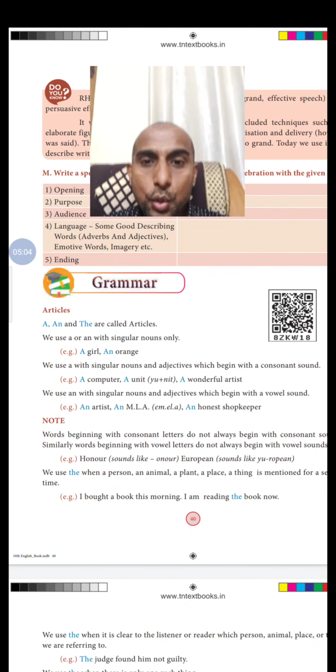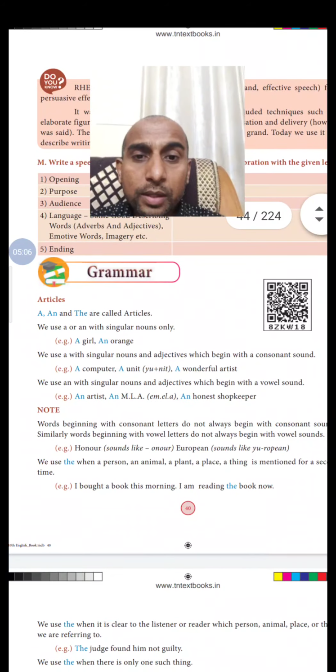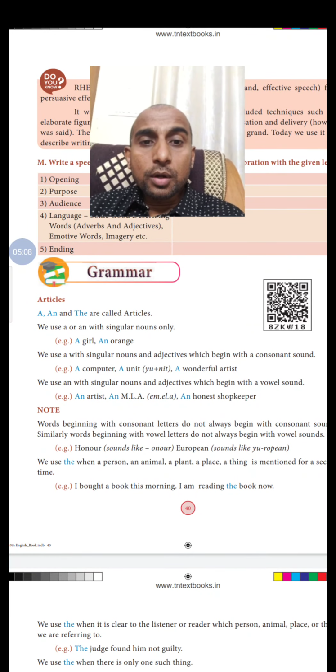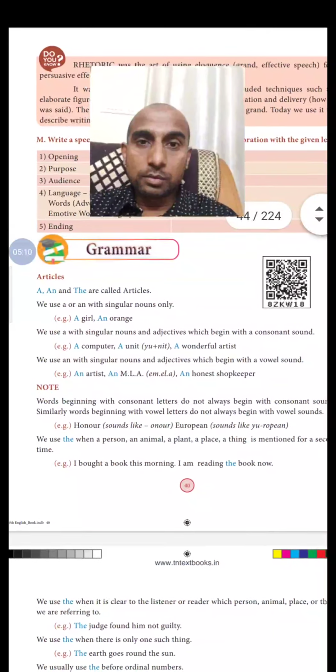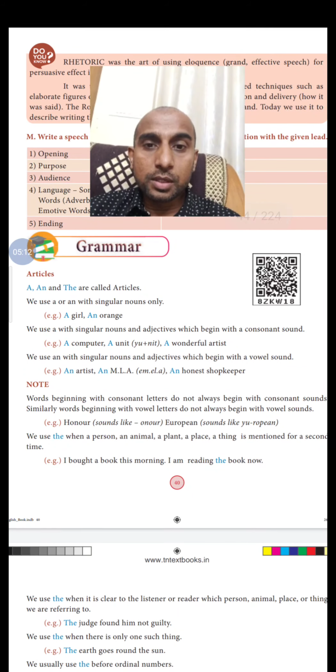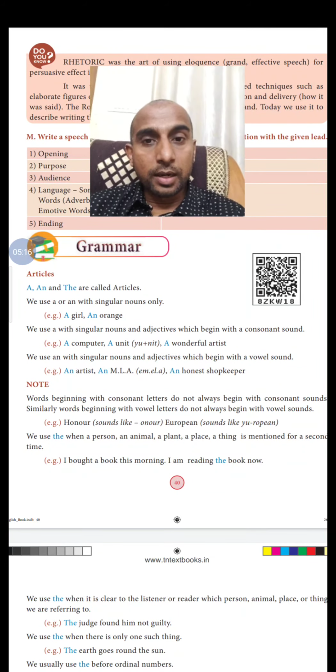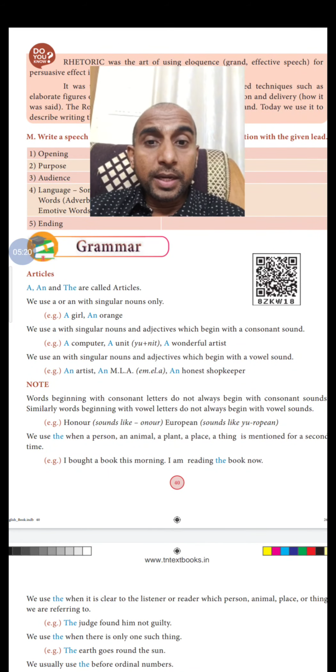Now you have to note here, words beginning with consonant letters do not always begin with a consonant sound. That example you saw, isn't it? MLA. M is a consonant letter, but the sound is a vowel sound. Similarly, words beginning with vowel letters do not always begin with vowel sounds.